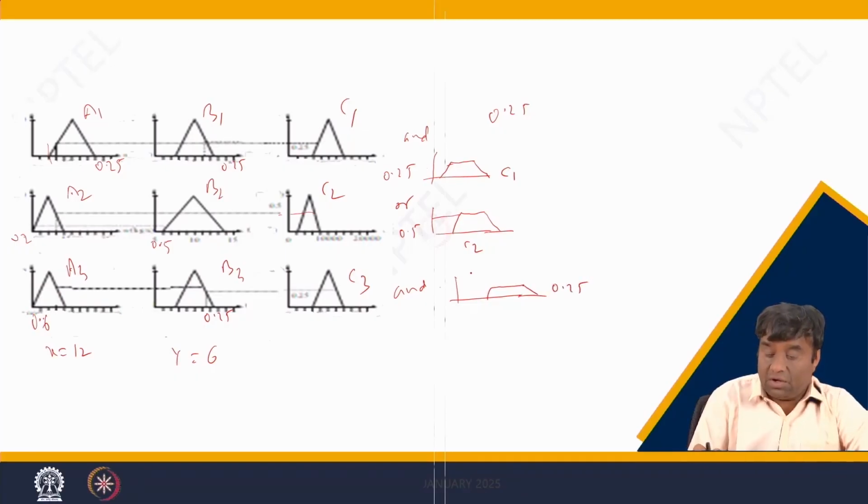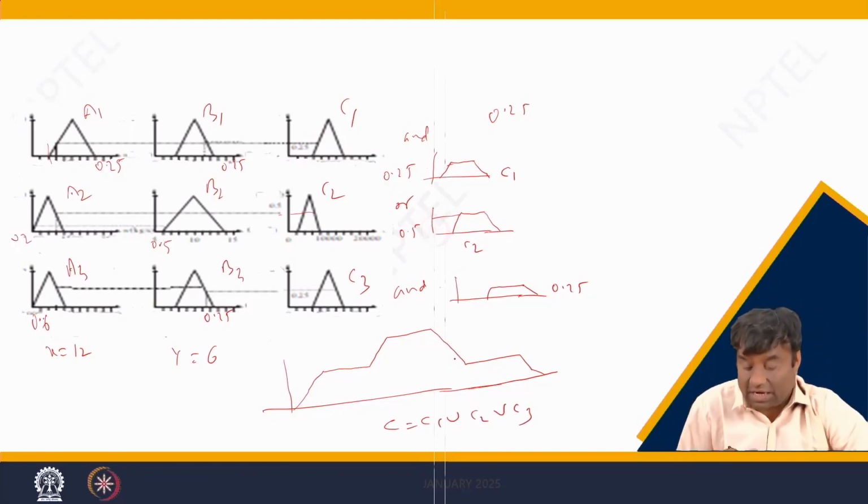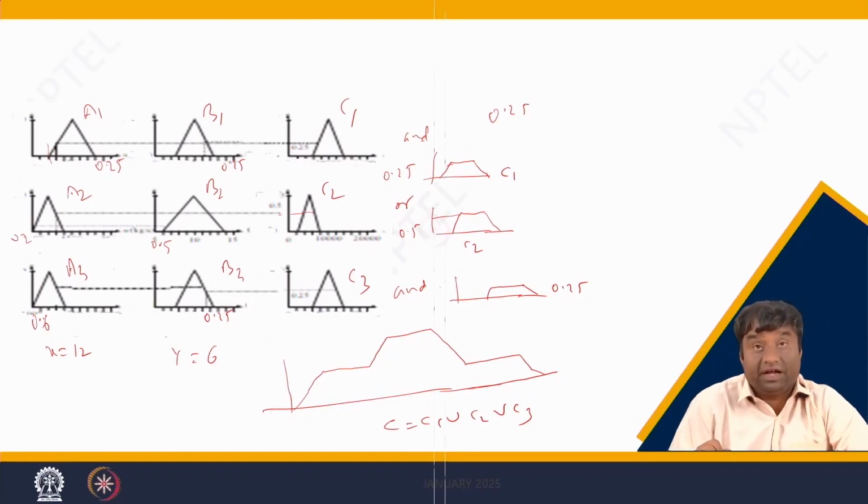Okay, so now if we take the union, so the scale is defined, then you will realize that it is something like that. So you know that C equal to C1 union C2 union C3. So there are a number of methods to get the defuzzification. After defuzzification, we'll get the value. So try to understand these things.